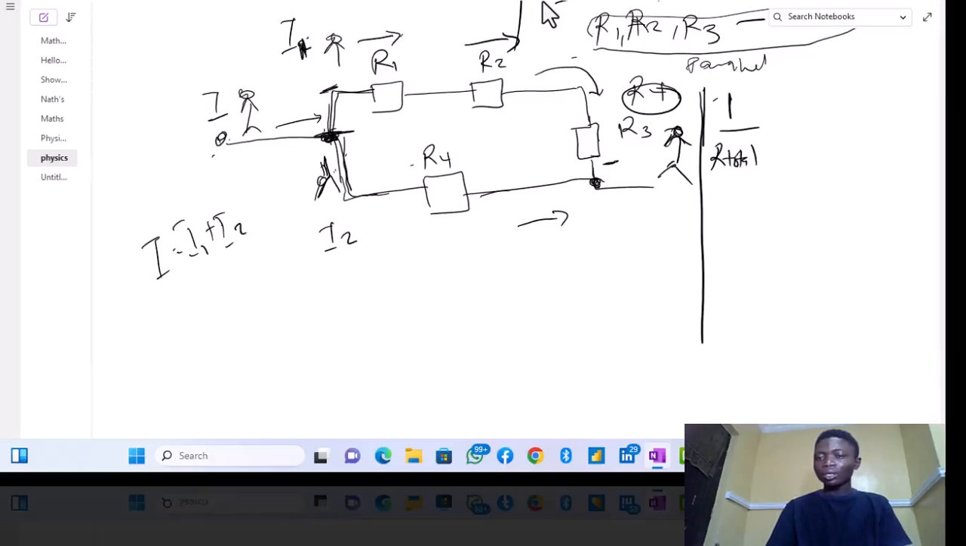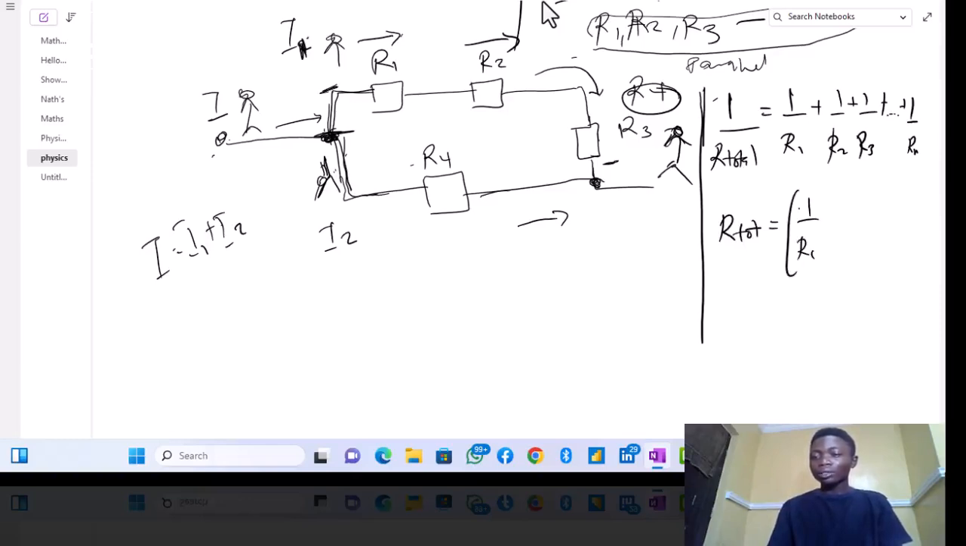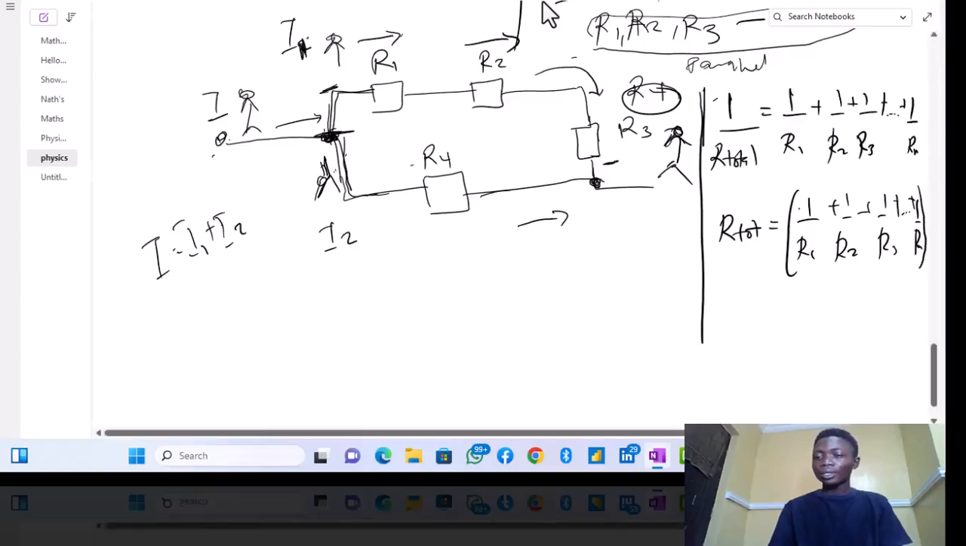1 over R total equals 1 over R1 plus 1 over R2 plus 1 over R3 plus ... plus 1 over Rn. Okay? So, to get the R total now, R total simply will be 1 over R1 plus 1 over R2 plus 1 over R3 plus ellipsis plus 1 over Rn. Then I'll close my bracket and I'll add inverse.